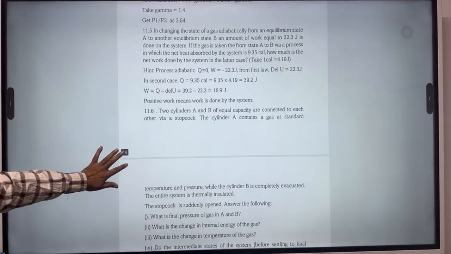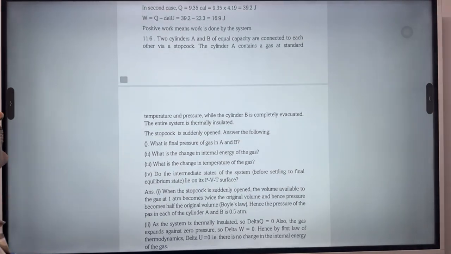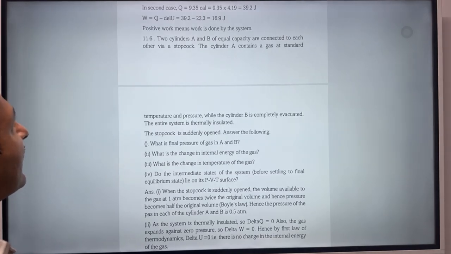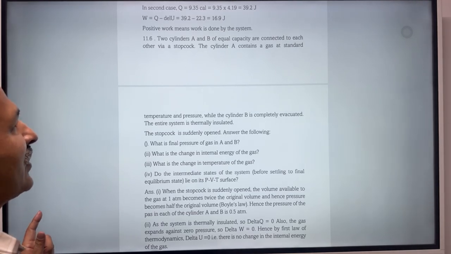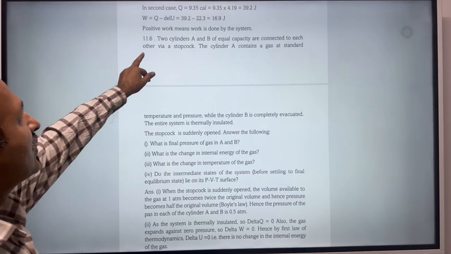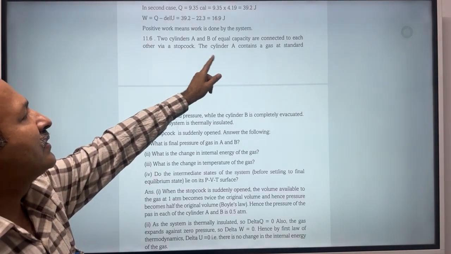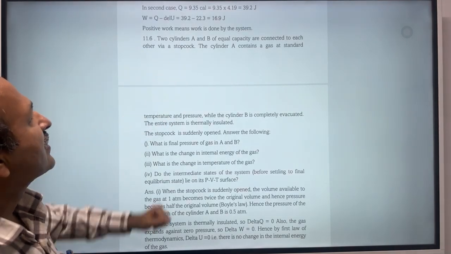Next question is, two cylinders A and B of equal capacity are connected to each other via a stopcock. The cylinder A contains a gas at standard temperature and pressure, while the cylinder B is completely evacuated. The entire system is thermally insulated. You have understood the question? Two cylinders A and B of equal capacity are connected to each other via a stopcock.